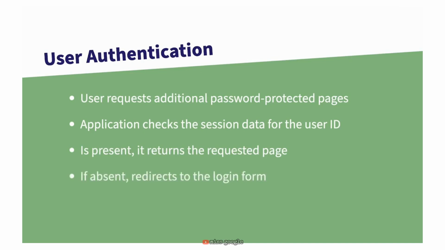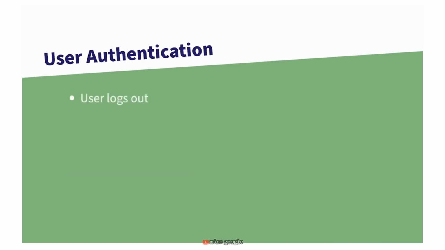But if not, we're going to redirect them to the login form and force them to provide their username and password. And then, of course, when the user logs out, it's like washing away their hand stamp. That means that we're going to have to erase that user ID that we've stored in the session, and they will no longer have access. Any password protected page they ask for would redirect them back to the login page. Now that we've walked through the process of user authentication, let's start building it in our application.